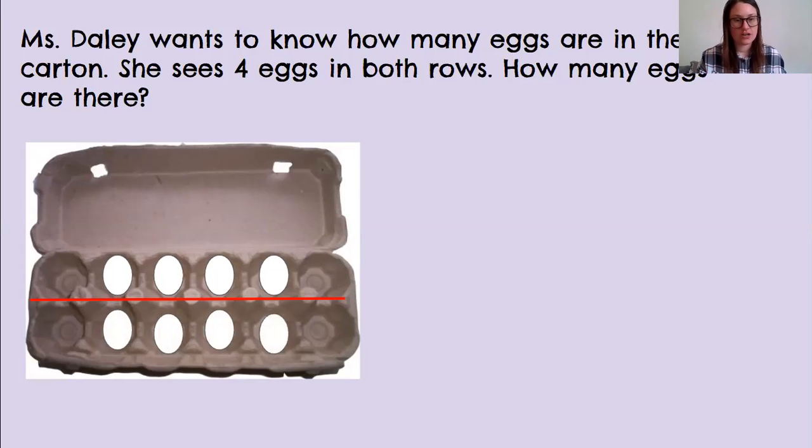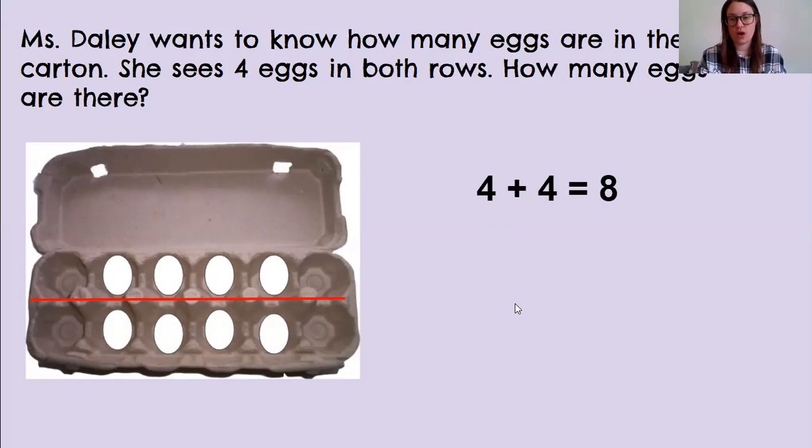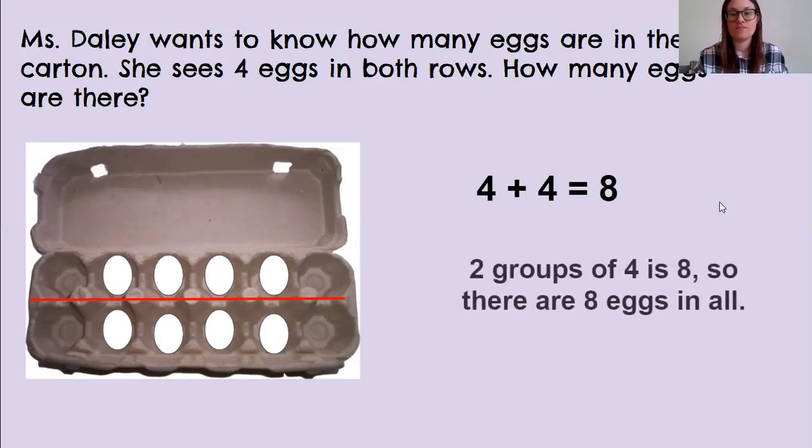So now we've drawn a picture. We need to do a little bit of writing. We need to find out how many eggs are there. Well, there are 2 rows and 4 eggs in each row. So we can make a repeated addition equation to solve that. There are 2 rows and there are 4 eggs in each row. So if we have 4 2 times, that gives us a total of 8. Or thinking about our groups, we can say 2 groups of 4 is 8. So there are 8 eggs in all.